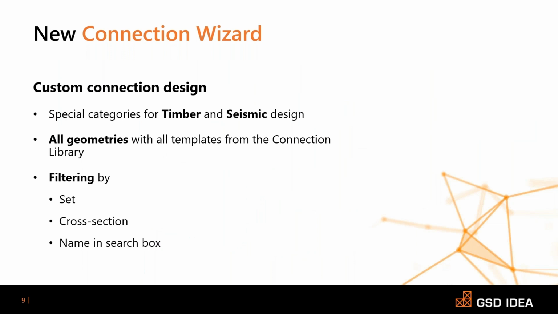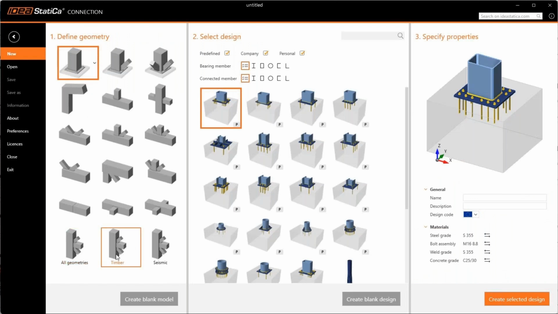And coming to the additional connection design setting, the wizard setting, we have timber and seismic design according to the country code which you're selecting. Now all geometries with all templates from the connection library which you have saved as a personal or a company connection design set is now available in the connection wizard. And the best part is that you can filter it by set, you can filter it by cross section, you can even search for the operations in the search box. This is how exactly a demonstration for that would be.